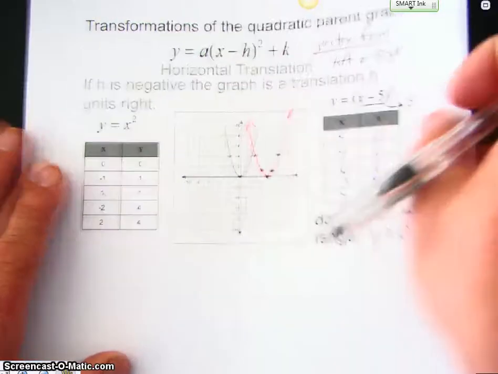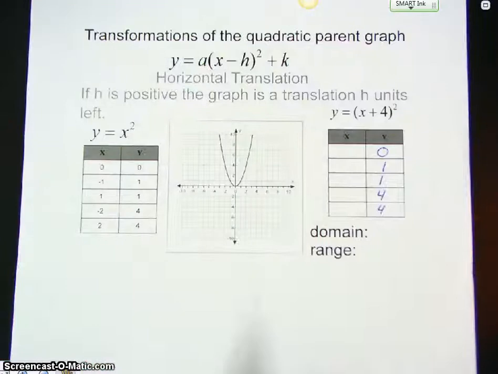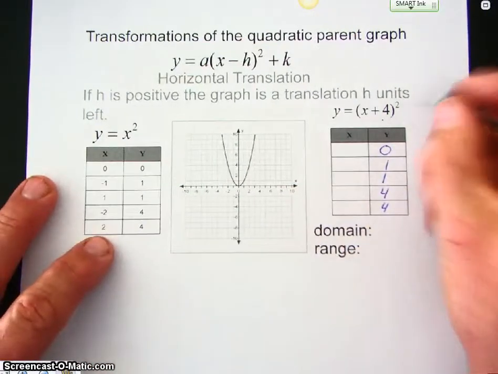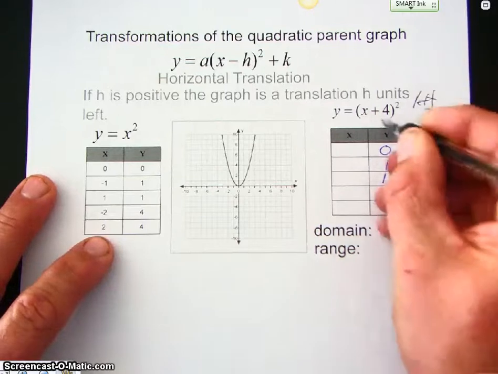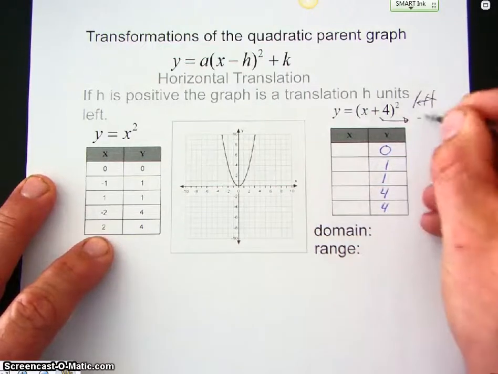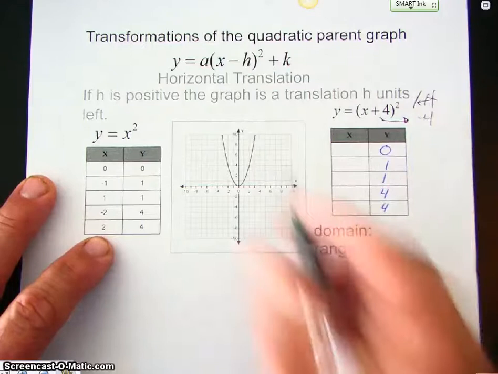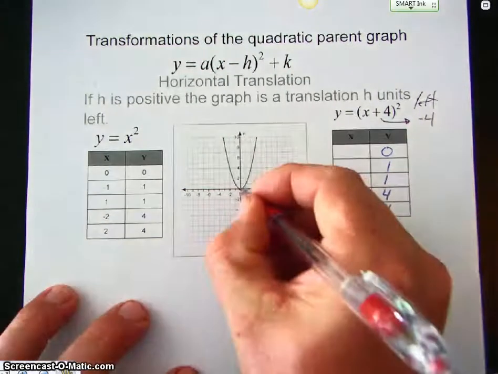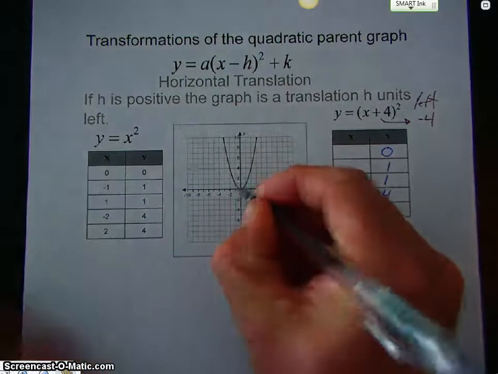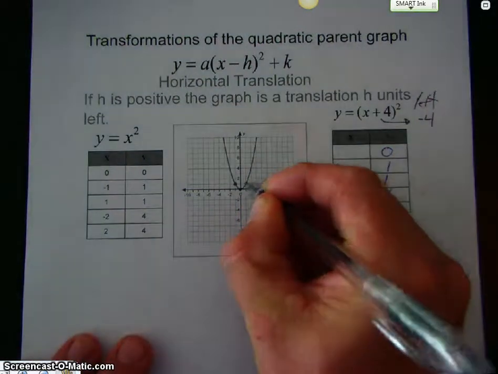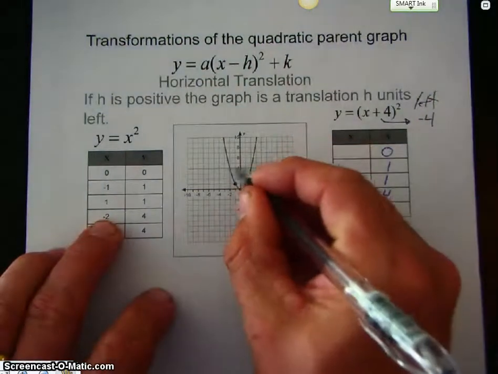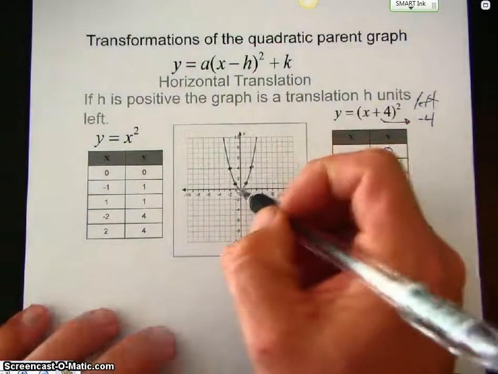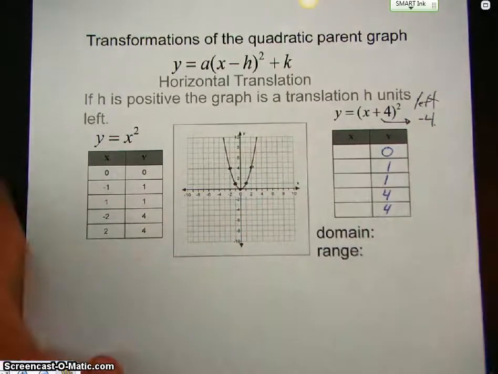Alright, so what happens if h is positive inside? Well, that means we'll be going left, because remember, you do the opposite. So it becomes -4. So I'm going left 4 units. So each of these points, change color. Sorry. Here, 1, 1, and then we got -2, 4. Those points, all of them are going to go 4 units to the left.